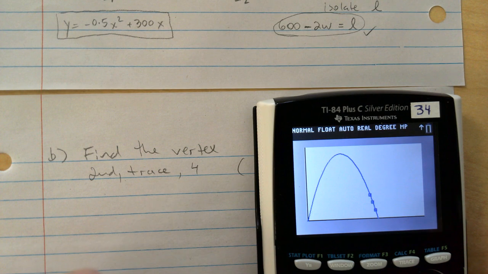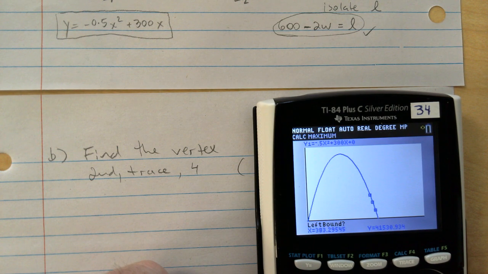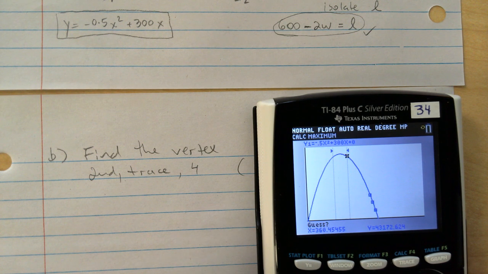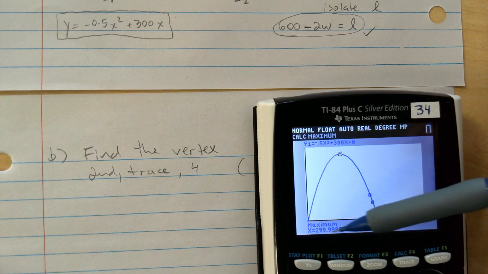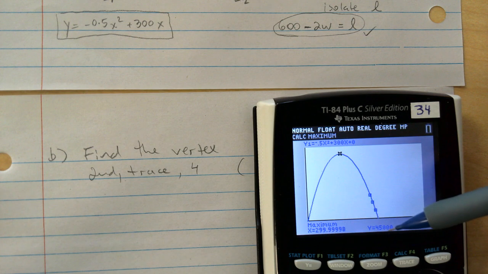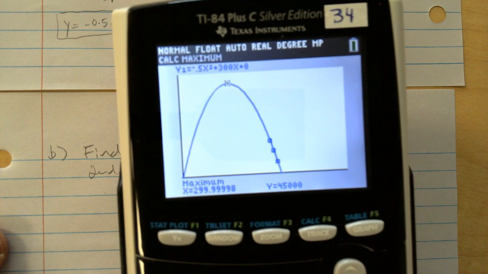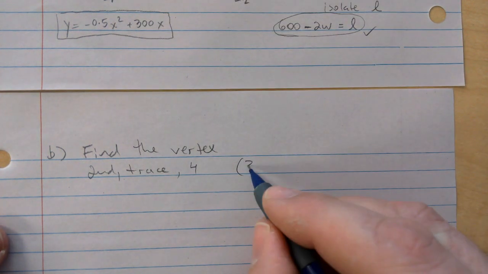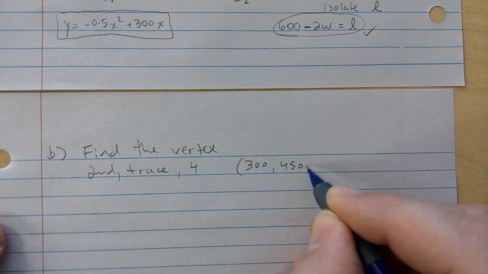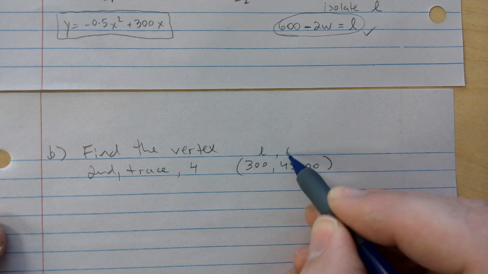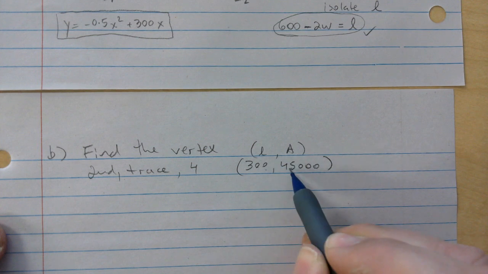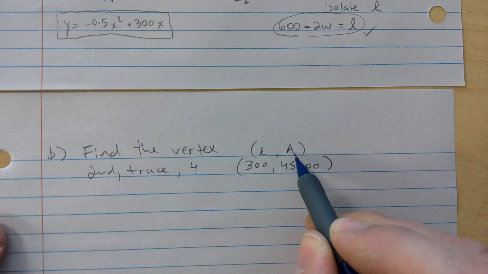Let's find the vertex now. Second trace 4. Enter, enter, enter. And that's 300, right? It's 299.99. It keeps going, so it's 345,000. Okay, look at my screen here. 345,000 is what we're after. And we know that every point is length and area, right? We know that because we typed this into L1 and this into L2.